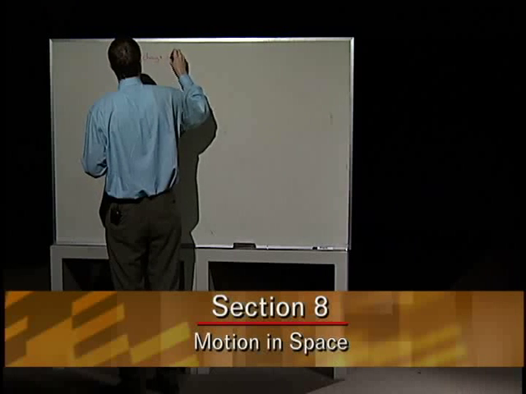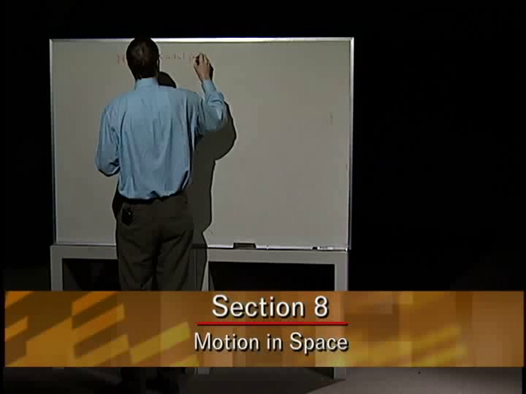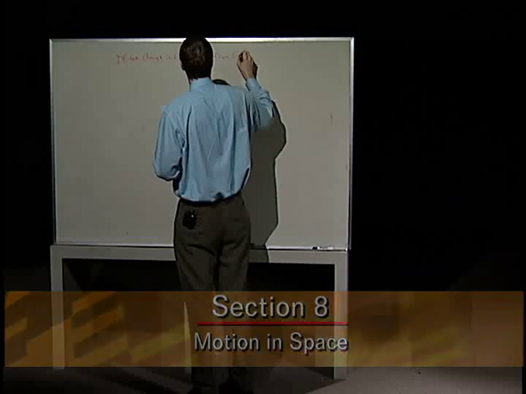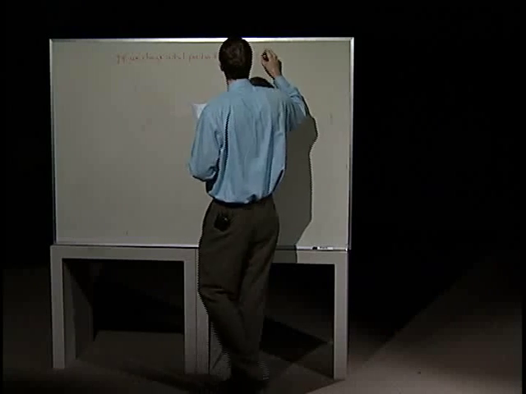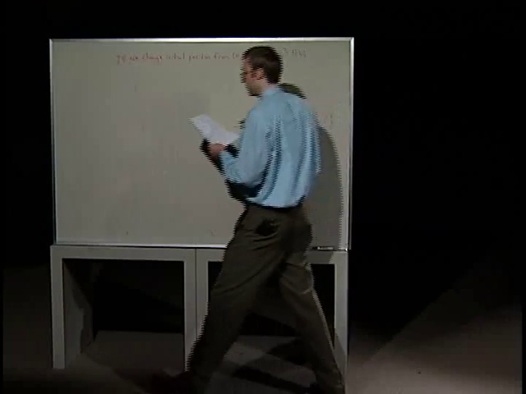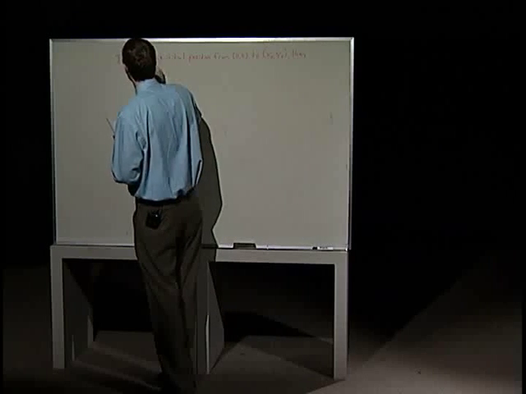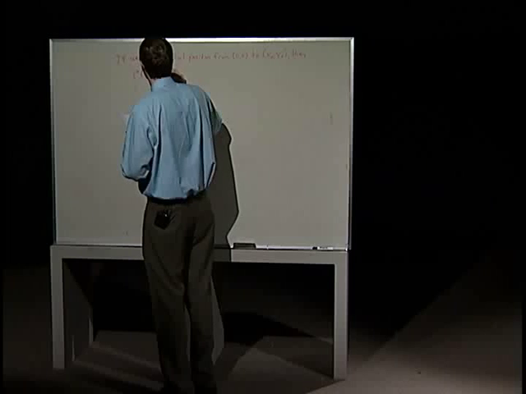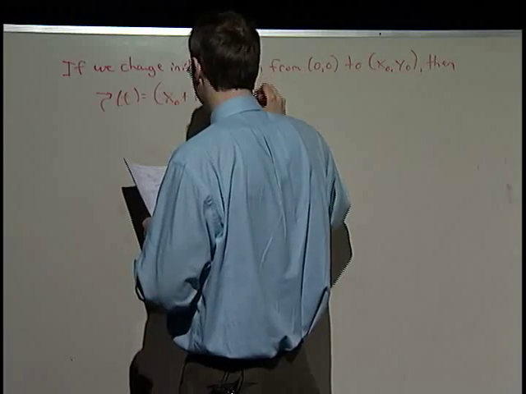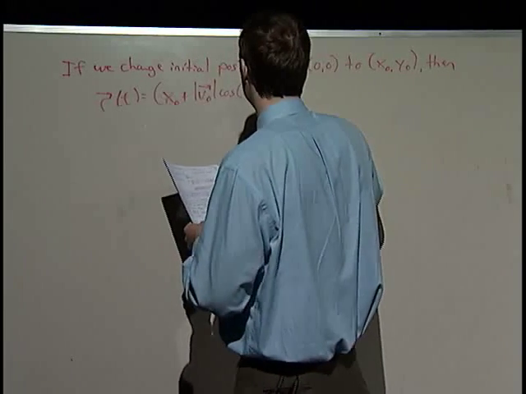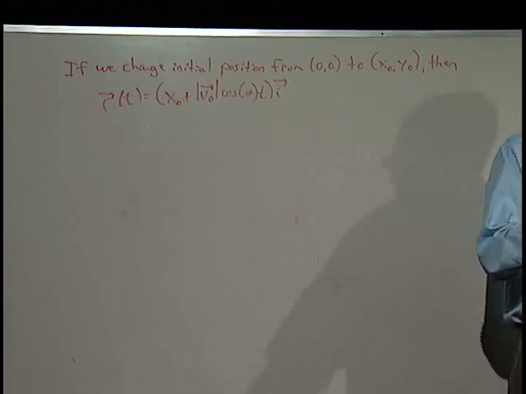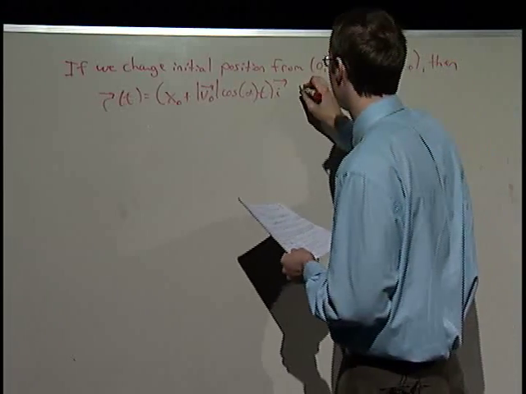So if we change the initial position from 0, 0 to, say, x naught, y naught, well, absolutely nothing surprising happens. Our position vector changes. We just add on the appropriate components, and the motion stays the same because the motion doesn't care where we start from, right? It doesn't make a difference whether we fire the cannonball from right in front of me or 10 feet down the road. The motion's going to be the same, right?